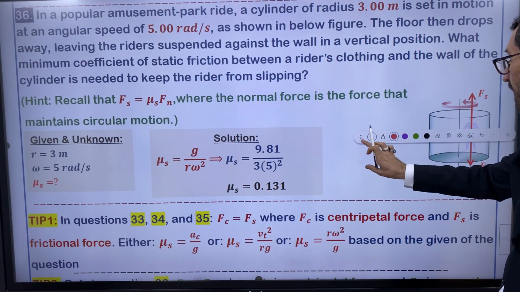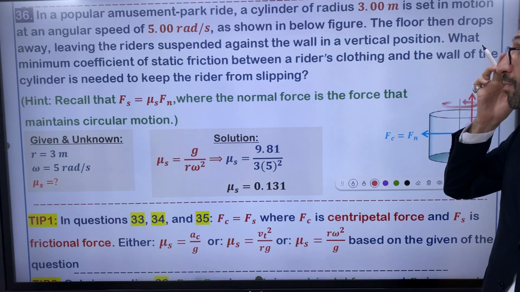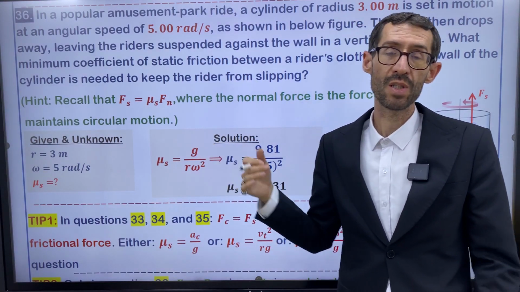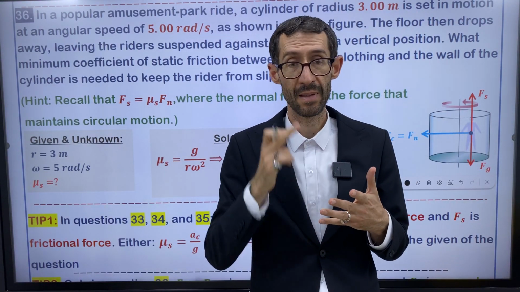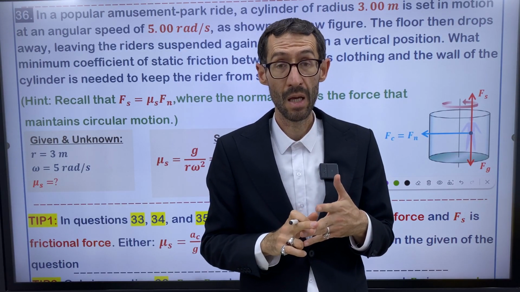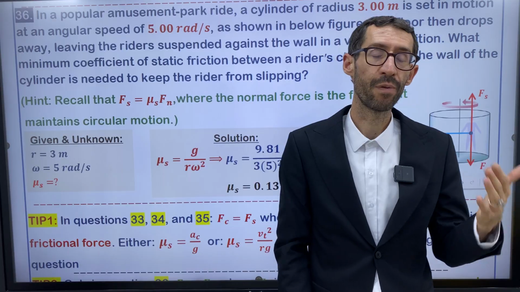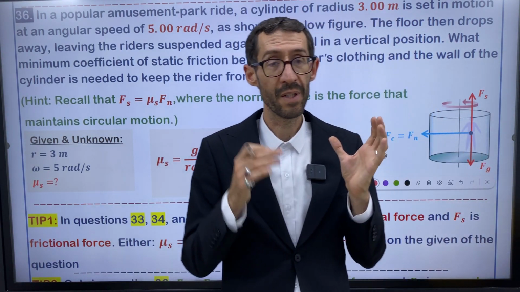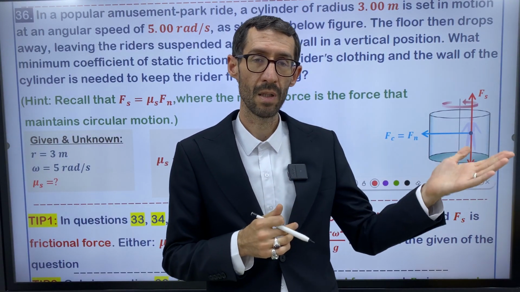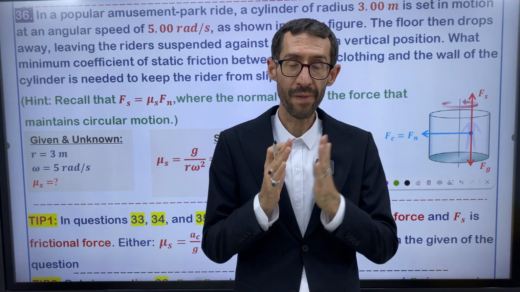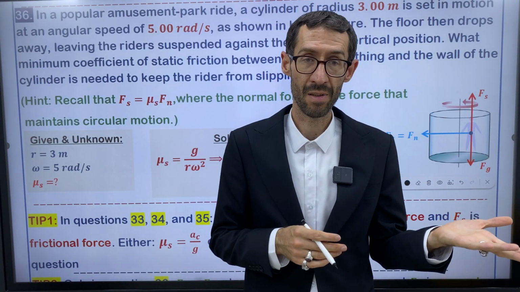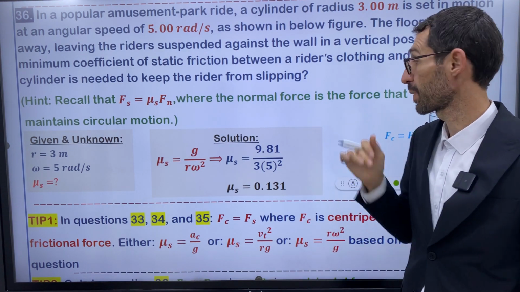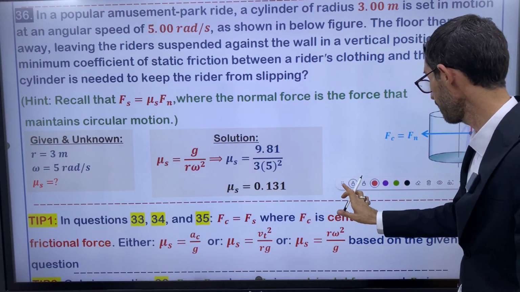Right, question 36. Question 36 is opposite to questions 33, 34, and 35. In questions 33, 34, and 35, frictional force becomes centripetal force. Fs becomes Fc, right? But here, normal force becomes centripetal force. Let me read the question for you.